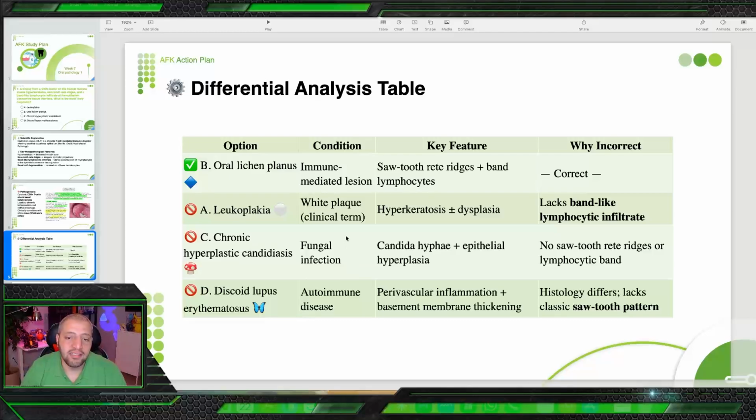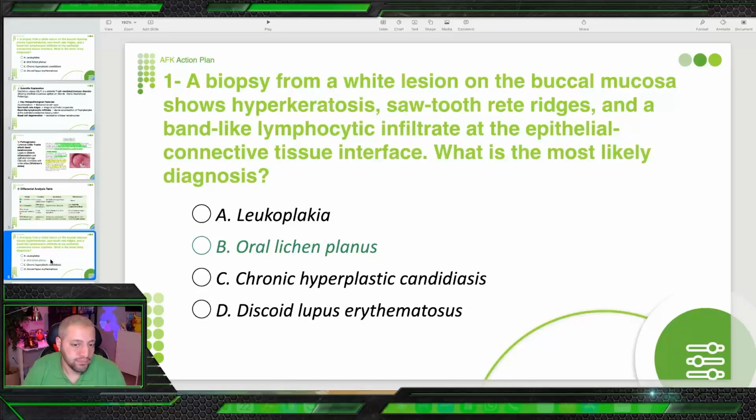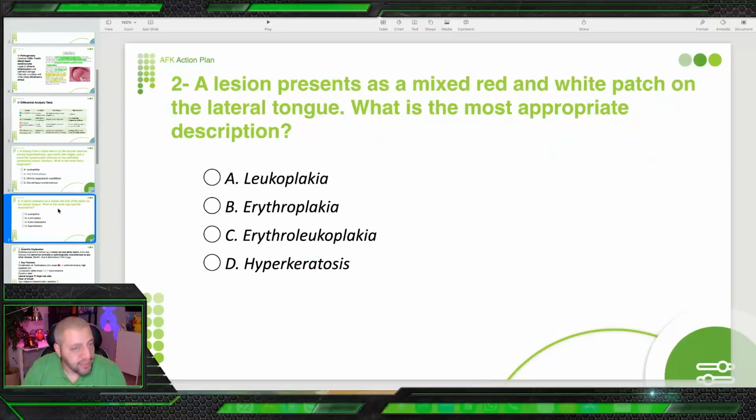Chronic hyperplastic candidiasis is a fungal infection. We have candidal hyphae in the histopathology, and epithelial hyperplasia, but no sawtooth rete ridges or lymphocytic band. Discoid lupus is autoimmune, yes. Perivascular inflammation, basement membrane thickening, but this one lacks the classic sawtooth pattern. So yes, it has something to do with immunity, but it has no sawtooth pattern at the basement membrane junction between the epithelium and the connective tissue. The answer here, not oral leukoplakia, is oral lichen planus. Next question.